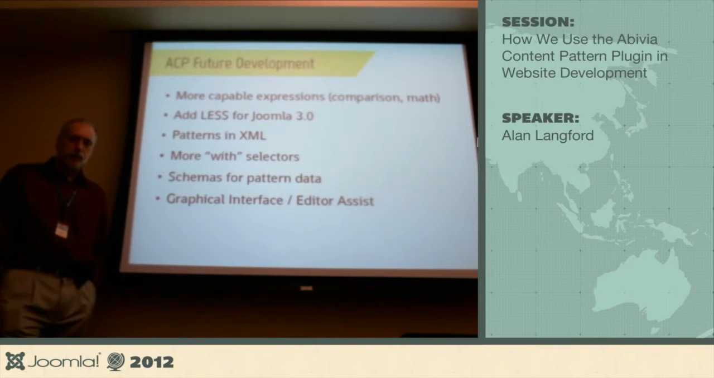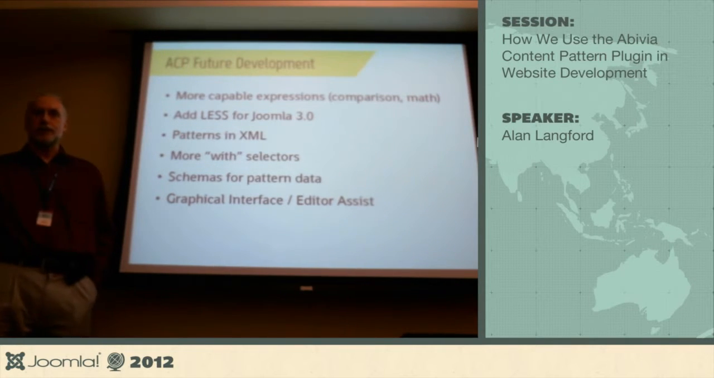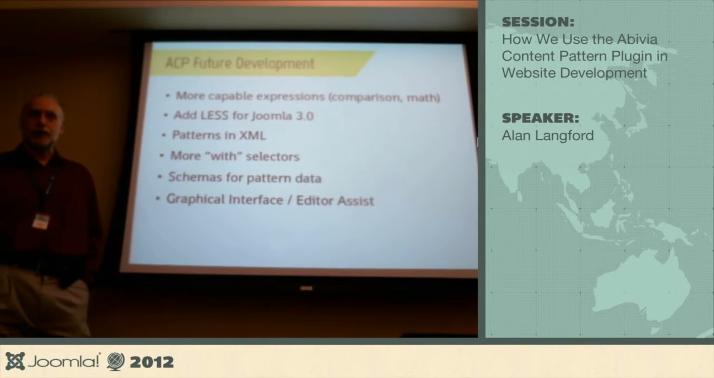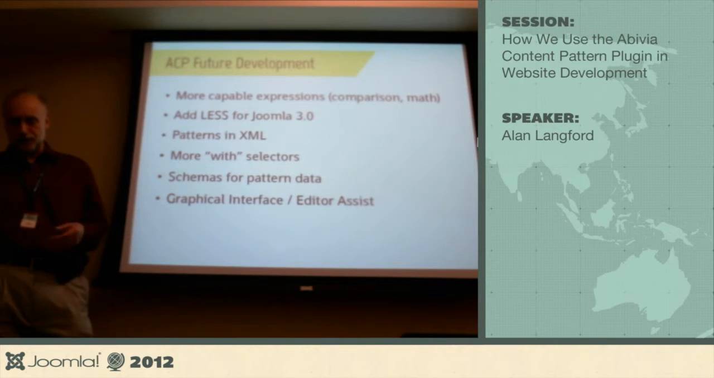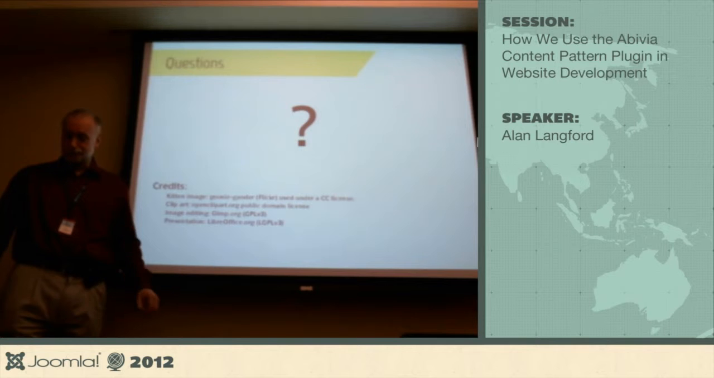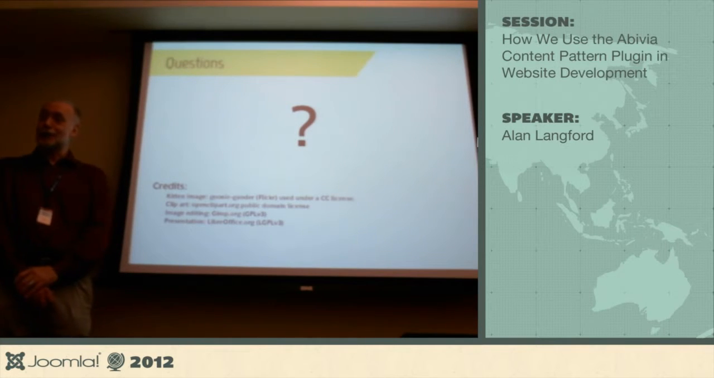Schemas for pattern data will enable us to actually do a graphical interface. If we can have a pattern define what it is that it wants to see, then we can have an editor plugin that lets you click on a button and not have the user have to remember what variable names are or have a cheat sheet somewhere, but provide some kind of a richer UI where they get to fill in some fields. So that is it. Are there any questions?